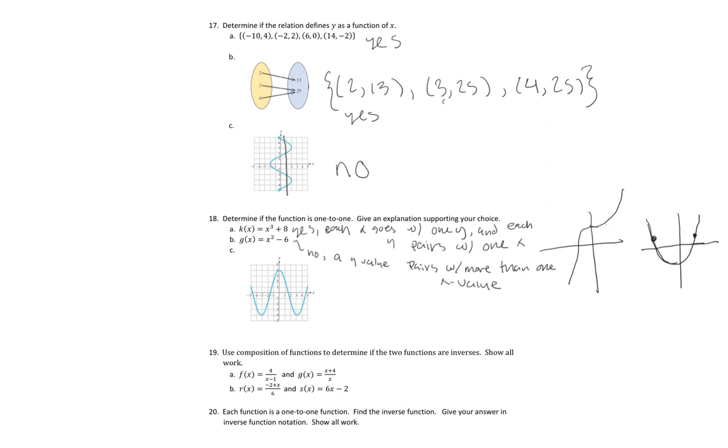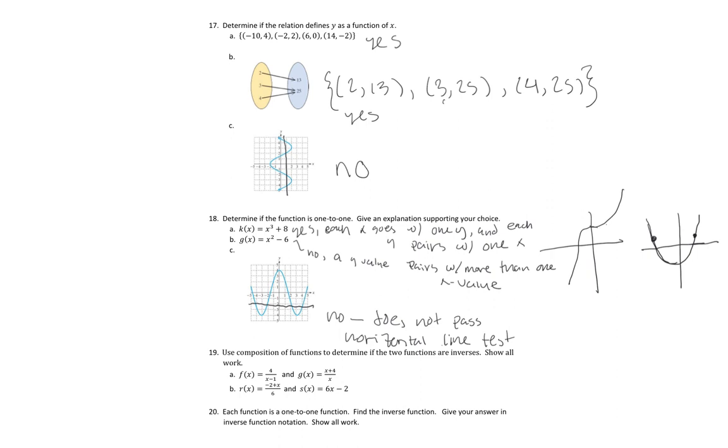And then if we go to part C, this is a graph, right? So we can perform the horizontal line test, and we see that this passes through the same y value for multiple x values, right? So then we just say no, does not pass the horizontal line test.